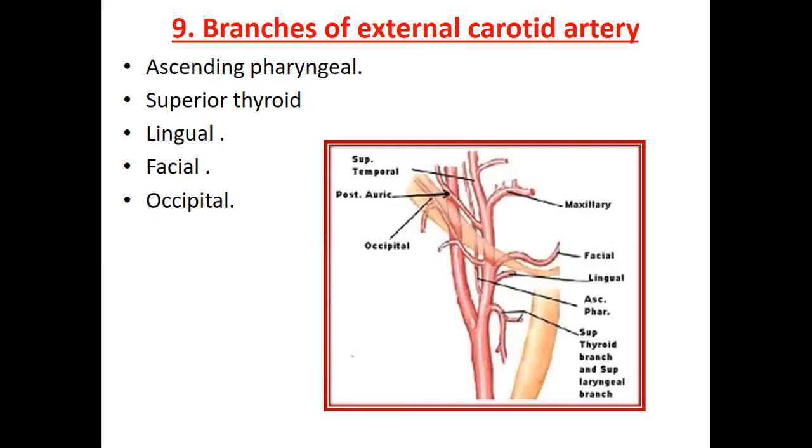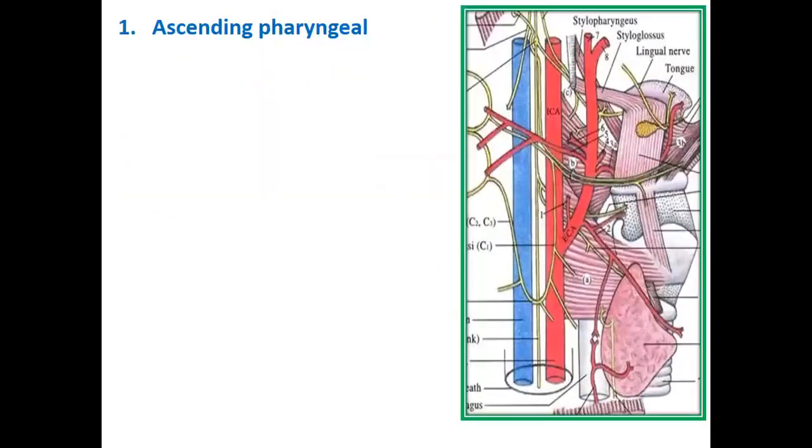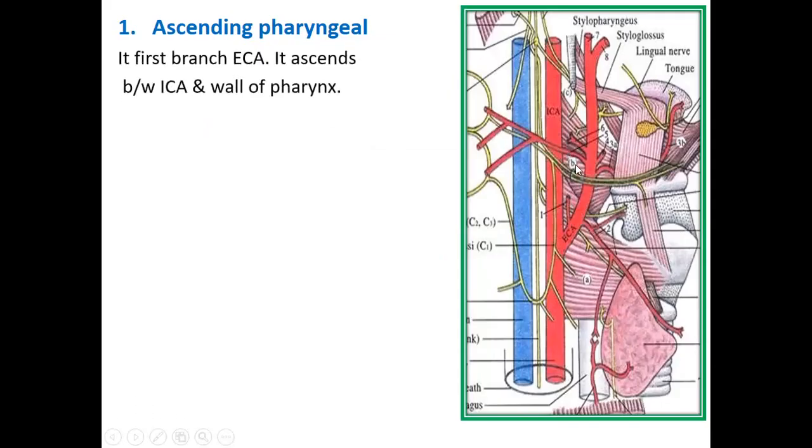The first one is the ascending pharyngeal artery. The ascending pharyngeal artery is the first branch of the external carotid artery. It ascends between the internal carotid artery and the pharyngeal wall. So this one is the ascending pharyngeal artery, the first branch of the external carotid artery, and it ascends upward between the internal carotid artery and the wall of the pharynx.